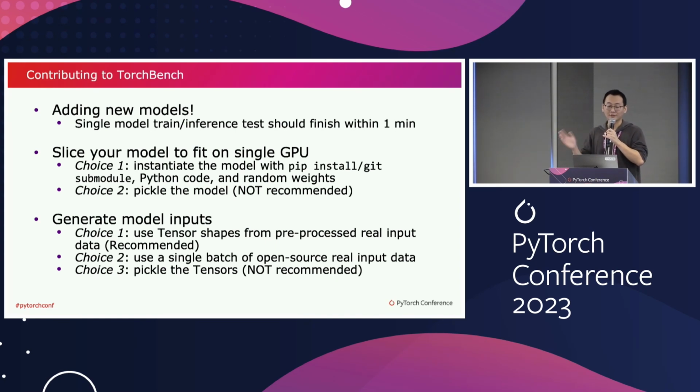After you shrink it, you have two options. First, you can just add it as a TorchBench dependency using pip install or a git submodule, and then initialize it with random weights. It's also fine to add model checkpoints, but we need to go through some reviews to make sure it will work on our setting.